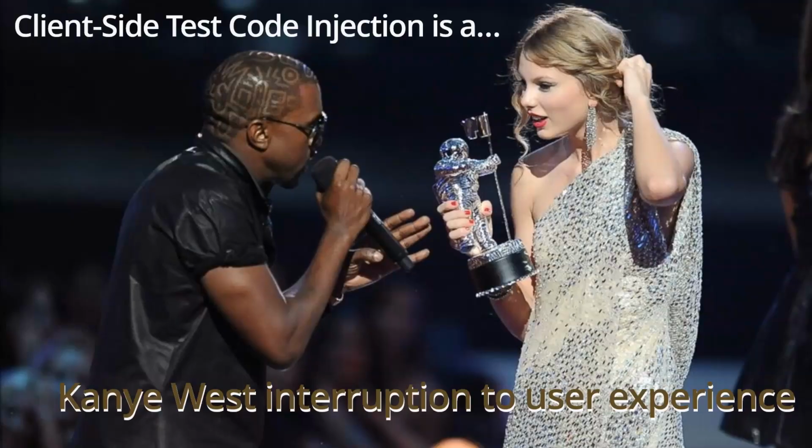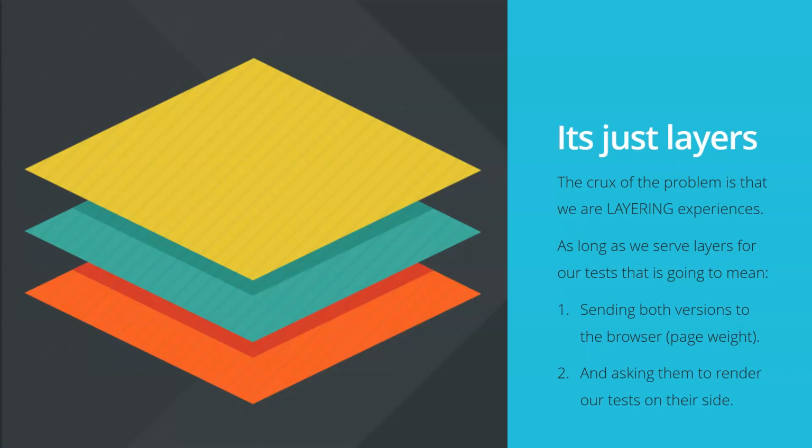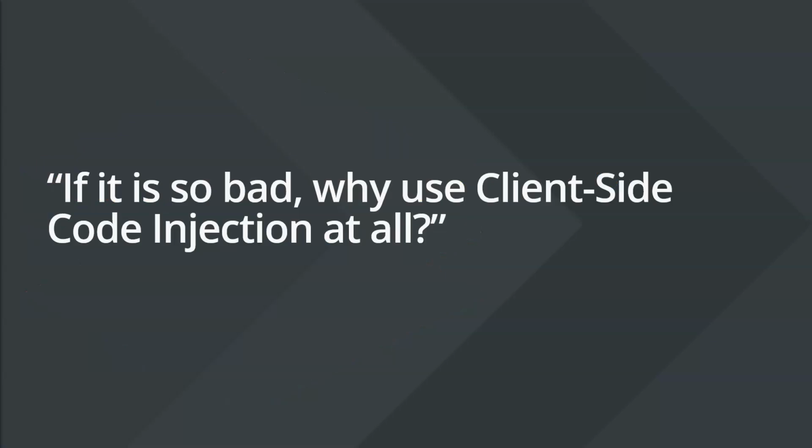And that's because client-side test code injection is a Kanye West interruption to the user experience. The browser requests Tay, but then ends up with Kanye. And the reality is, it's just layers, right? As long as we serve layers, our tests are going to mean sending both versions to a browser, so there's additional page weight in these things, and asking them to render their tests on their side. You're basically pushing all the logic out to the client.